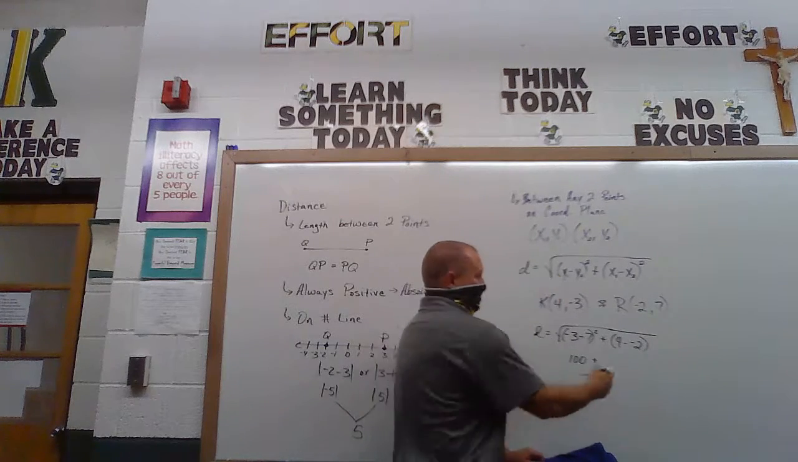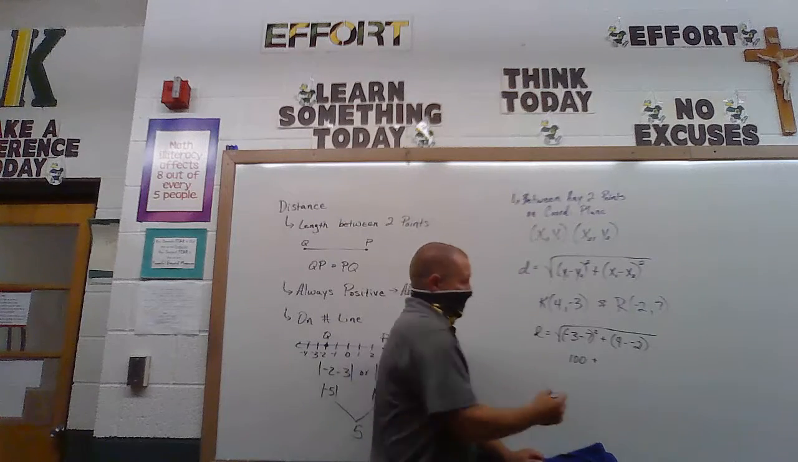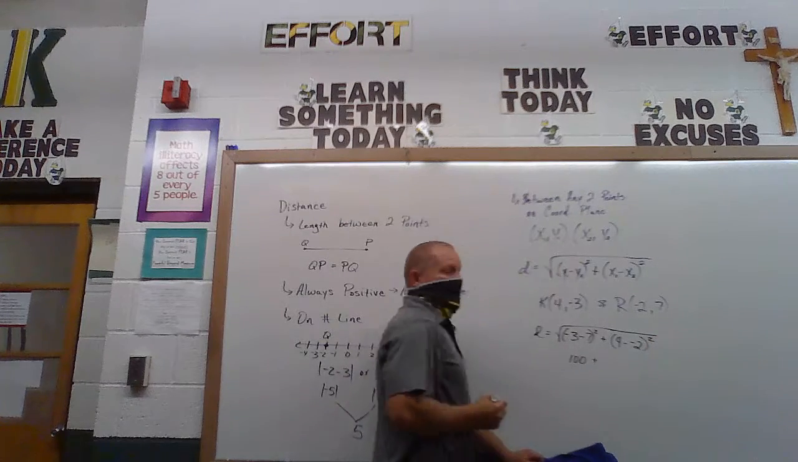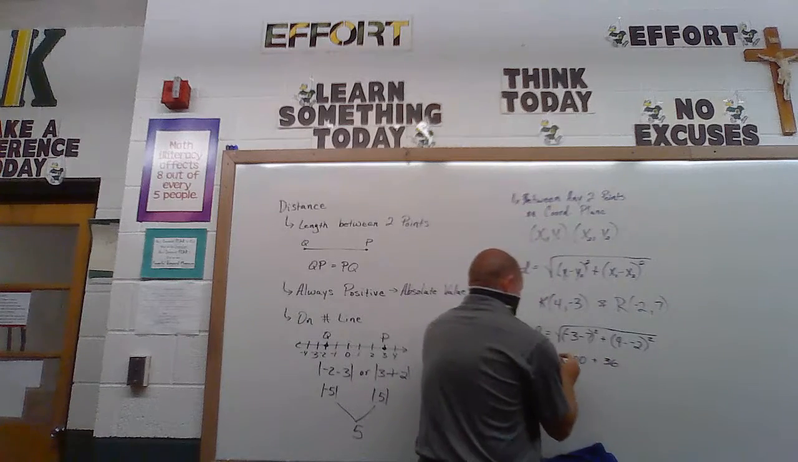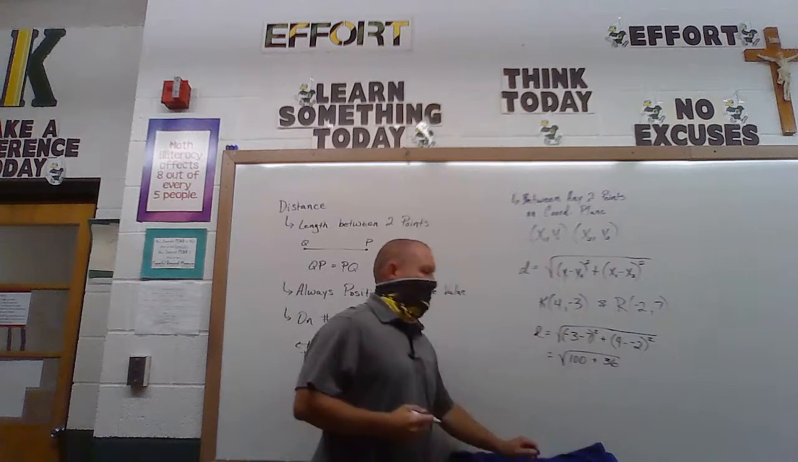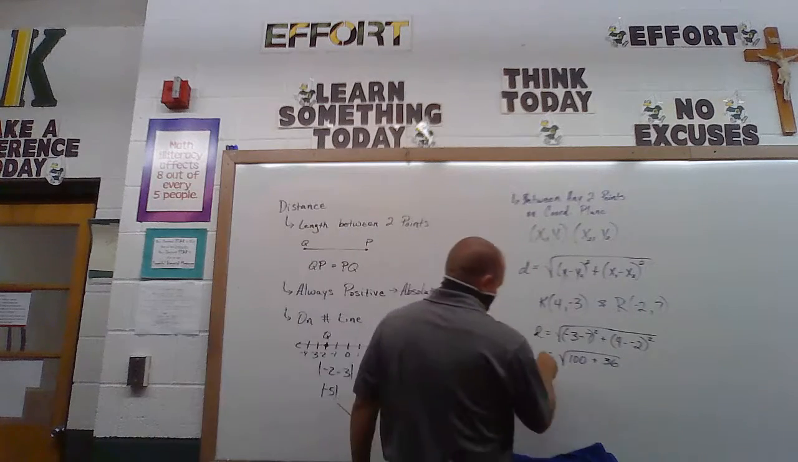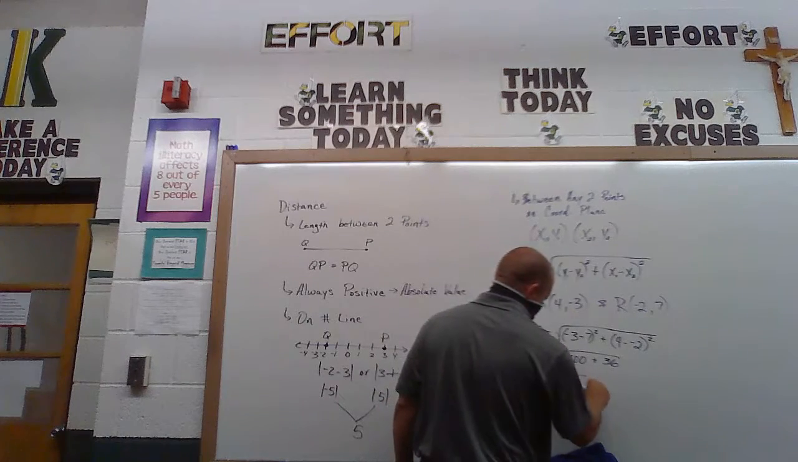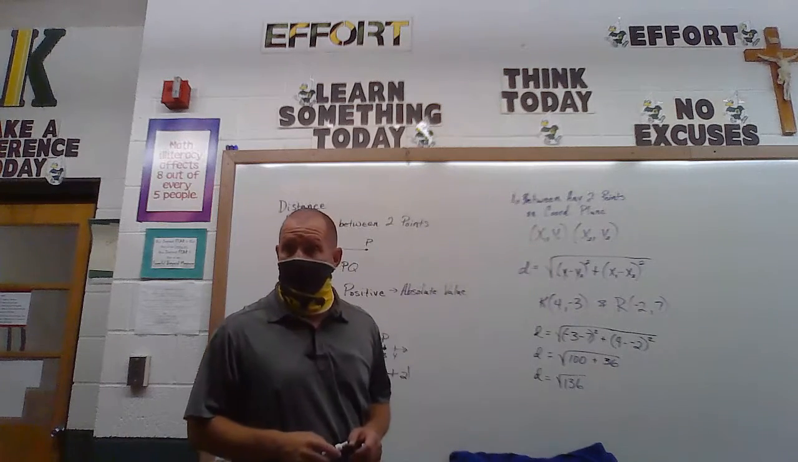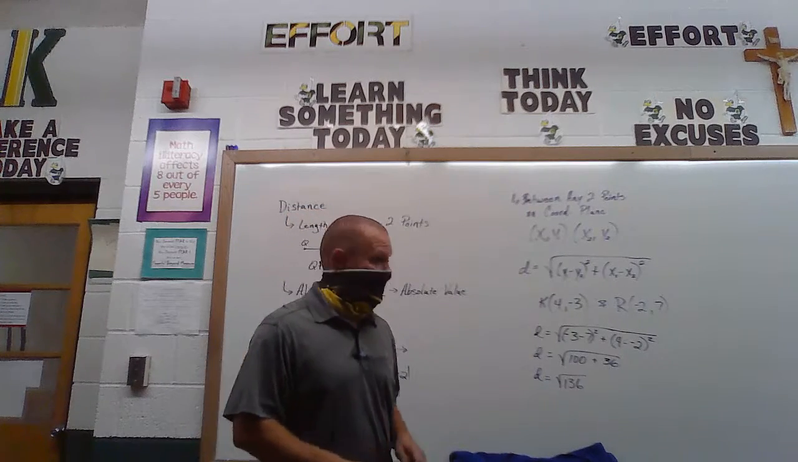Plus, what's 4 minus negative 2? 6. And 6, oh, I forgot the square. What's 6 squared? 36. So again, this is where a lot of people forget that radical sign. So don't forget the square root sign. D equals the square root of 136. Is that a perfect square? Is that one of those numbers that we just know about? I wouldn't think so, right?